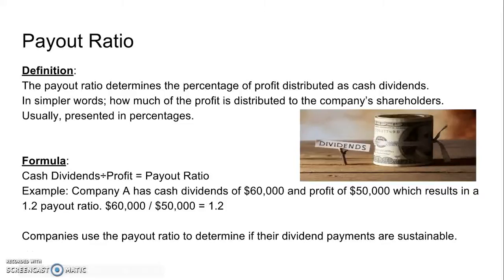Payout ratio. The payout ratio tells you what percentage of profit the company is distributing to its shareholders as cash dividends. The formula for the payout ratio is as follows. Cash dividends divided by profit equals the payout ratio.